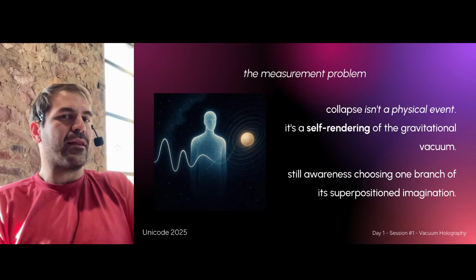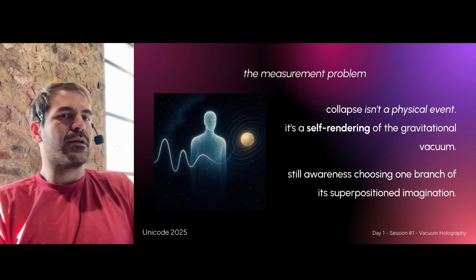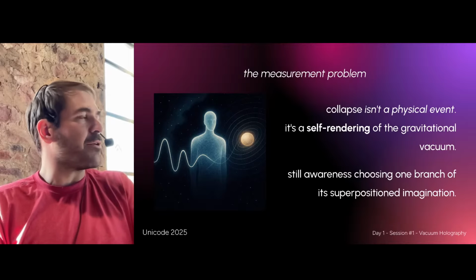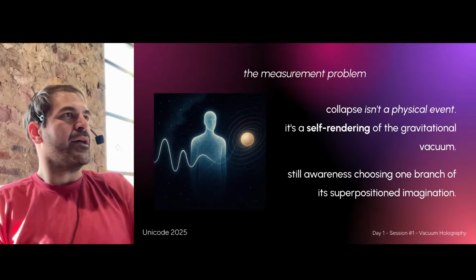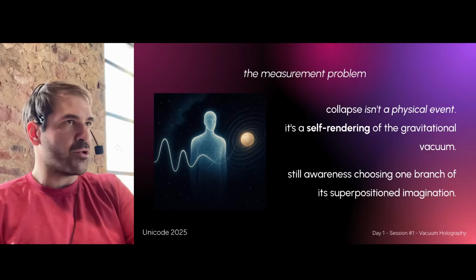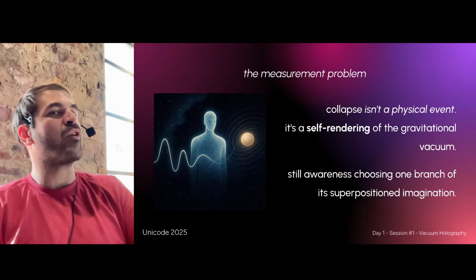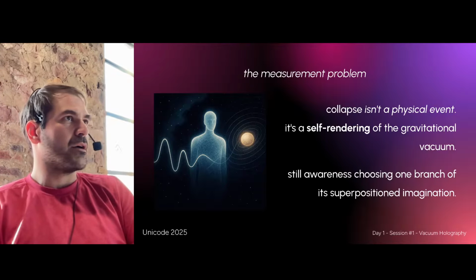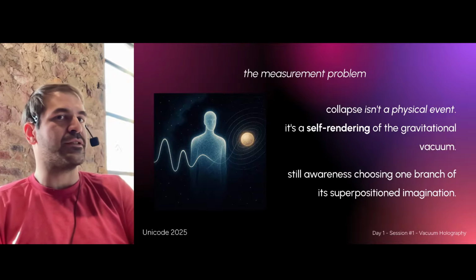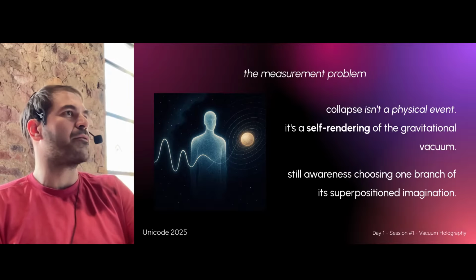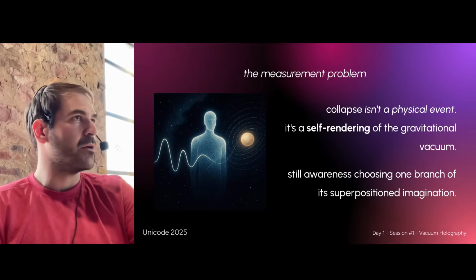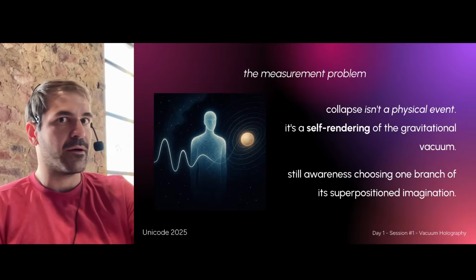But simply saying that collapse is a self-rendering of the gravitational vacuum into a holographic rendered event is already providing such a deep solution to what has been described as a problem of collapse into a real physical or materialistic thing.